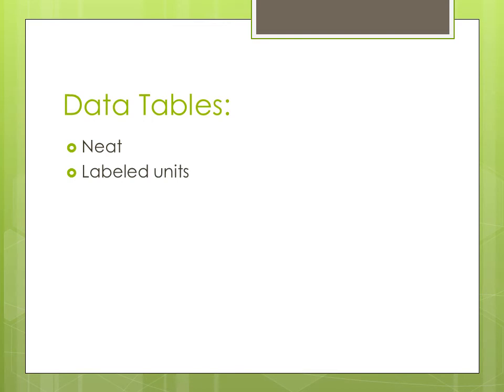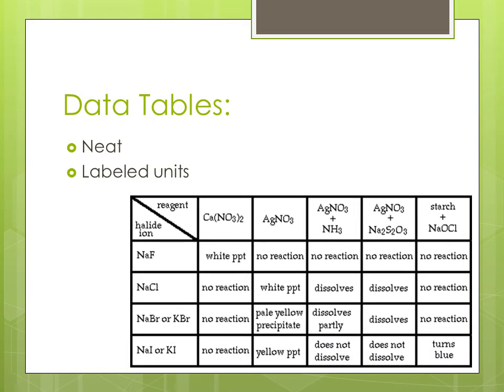A little bit to know about data tables. They should be neat and they should have labeled units. This is just one example of a data table. Notice this data table is qualitative data. We're talking about, is there a reaction? If there's a reaction, what does the precipitate look like? What colors do you see? This is qualitative information, but notice that we've got the labels and it's a very neat table. If we were using quantitative number data, then we would see something like centimeters up here as the labeled units.